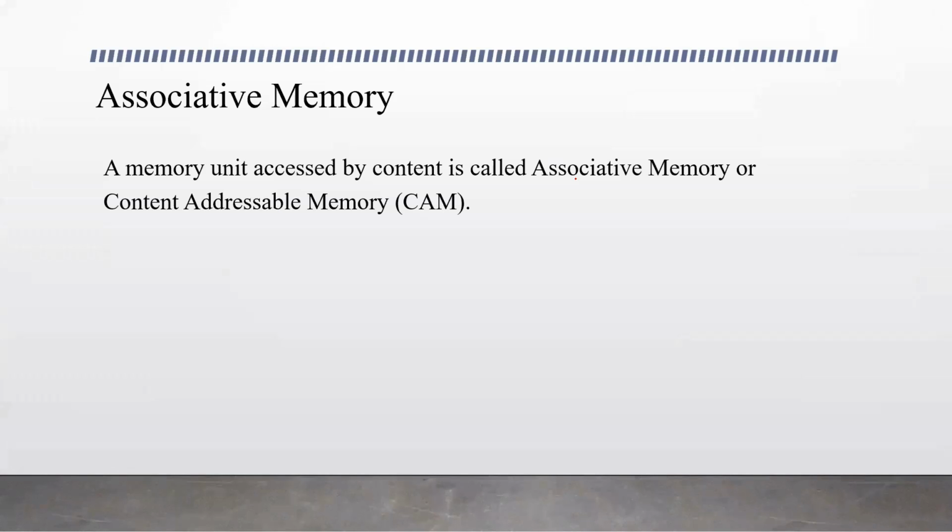So when a word is written into the associative memory, no address is given. For writing a word, no address is needed. It is written in some empty location. Where there is an empty space in memory, there it is written, because storage and retrieval are not based on the address. It is based on the content. It is content addressable memory. So where there is an empty location, there it is stored.